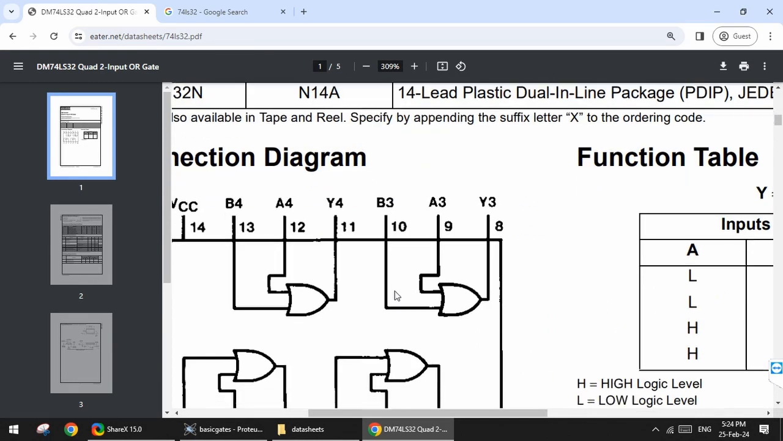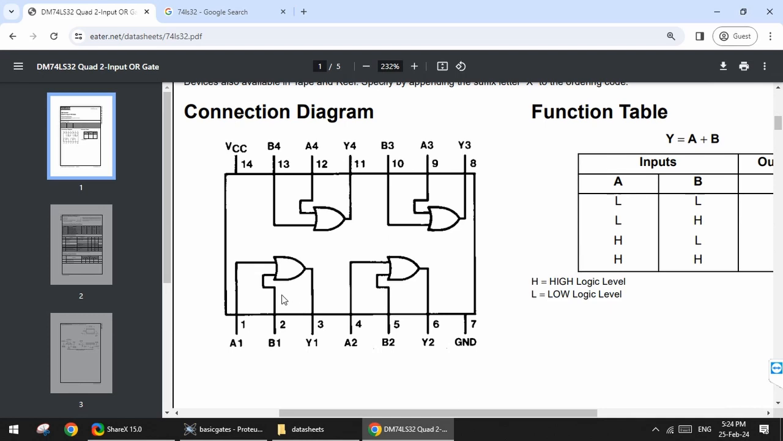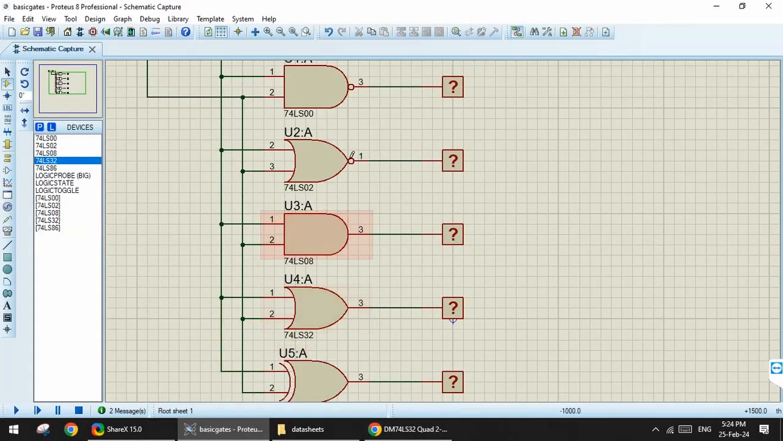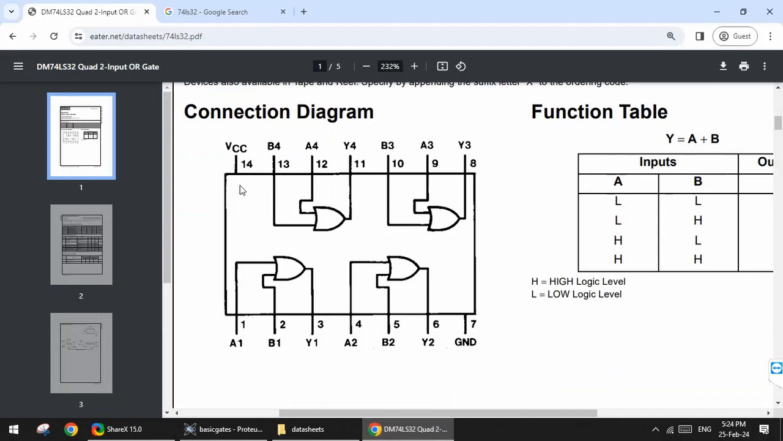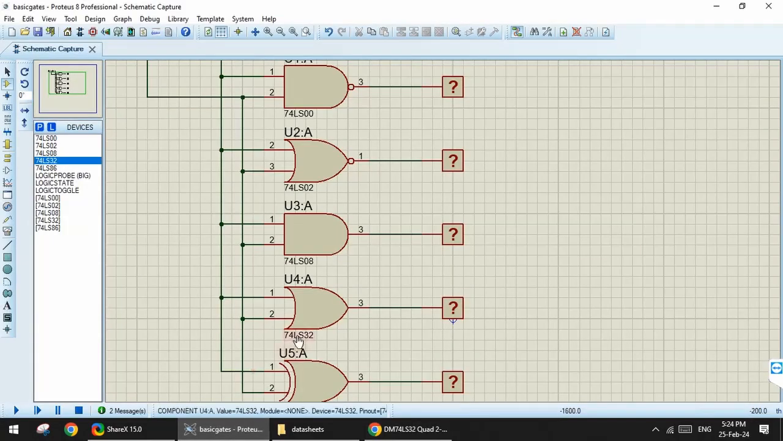Another thing you notice is that when we simulate these gates in the Proteus environment, we don't see these pins, ground and 14. The ground pin and pin 14, which is the supply or operating voltage, are hidden. Whenever we place a gate, we don't find pins 7 and 14. We only see pins 1, 2, 3.